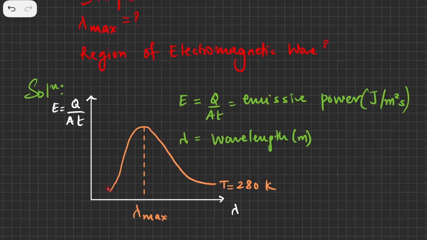And the intensity increases and attains a maximum value. The wavelength at which that maximum occurs is called lambda max. Lambda max does not imply maximum wavelength. It simply implies the wavelength at which the intensity is maximum. And then gradually the intensity decreases for higher wavelengths, and this is happening for temperature equal to 280 Kelvin.